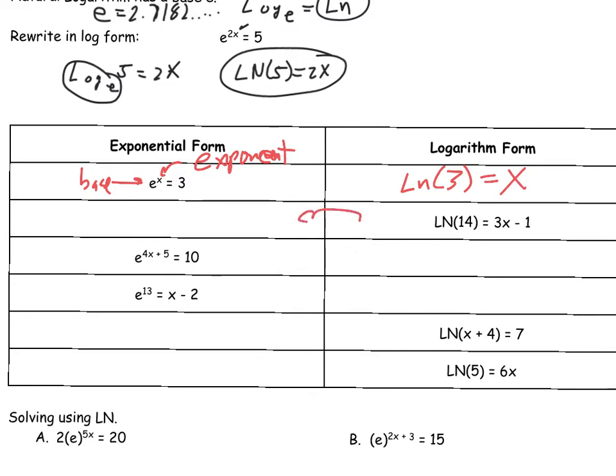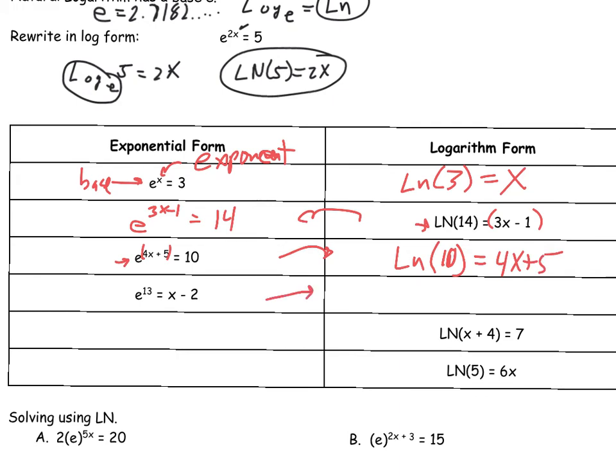So going backwards, well, ln means log base e, so it's e to some exponent. Well, here's my exponent. It's 3x minus 1 equals the 14. So we can go back and forth with this ln. For this one, 4x plus 5 is your exponent. E is my base right there, so I'm going to use the ln. ln of 10 equals my exponent, which is 4x plus 5. And we'll solve some of these in a minute.